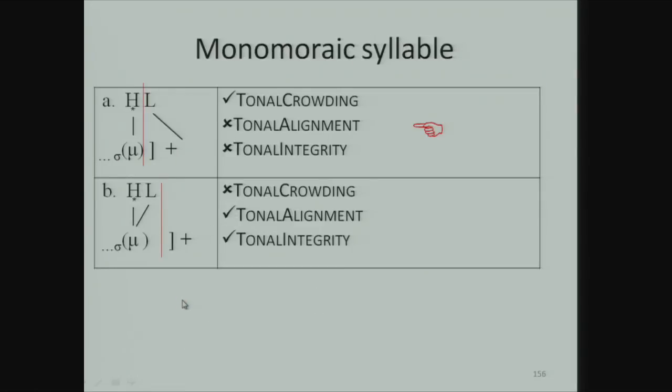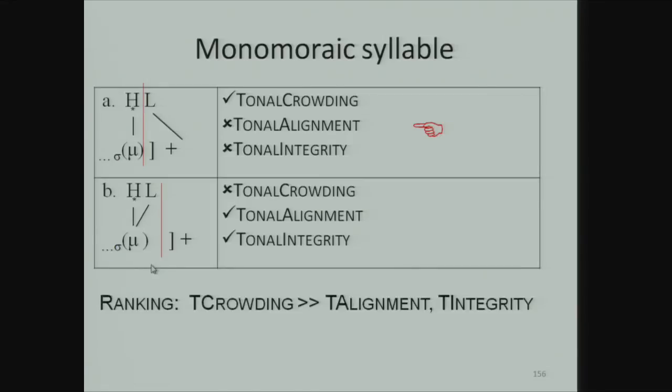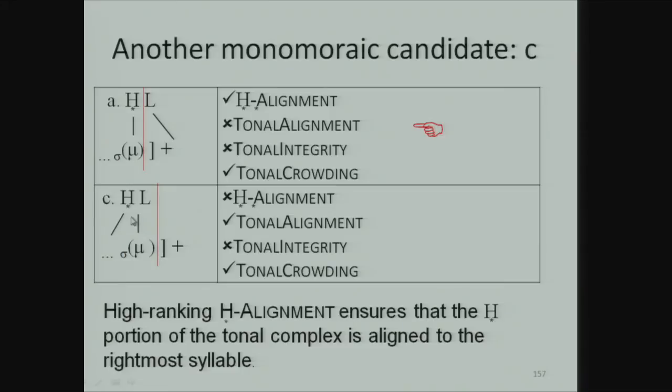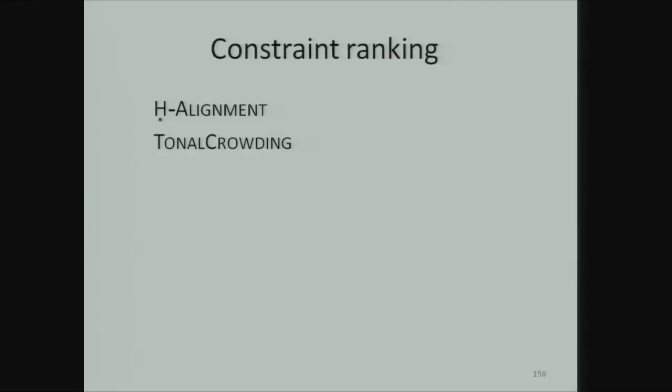Okay. For monomoraic syllables, we actually have a ranking argument, namely that tonal crowding is more important than the others, so that we actually do have violations of alignment and integrity, and it's not all on the one syllable. There's also one more candidate like this, where the high tone might go to another syllable, and that is ruled out by high-ranking alignment, which ensures that the high portion of the tonal complex is aligned to the rightmost syllable. So, simple constraint ranking with tonal crowding, alignment and integrity.